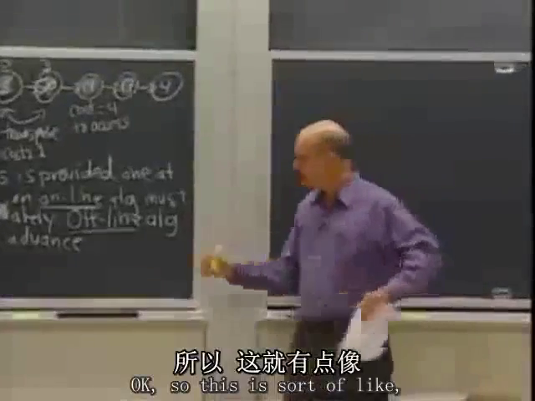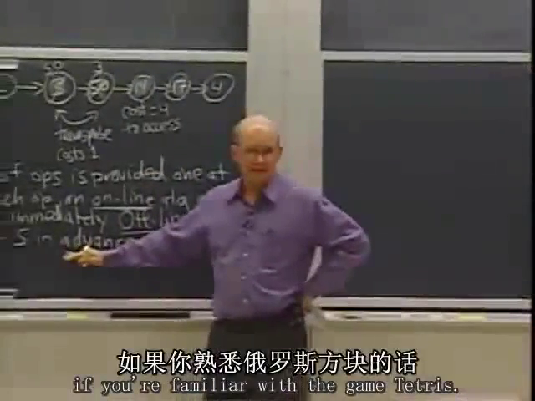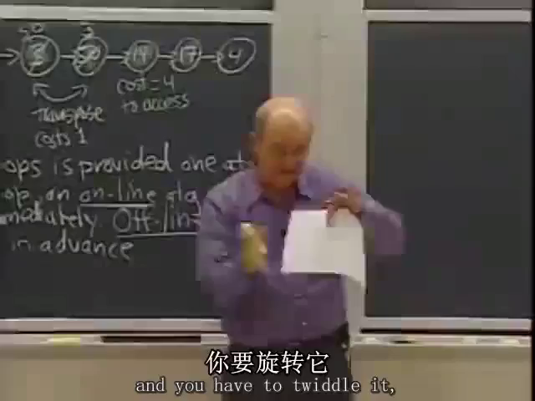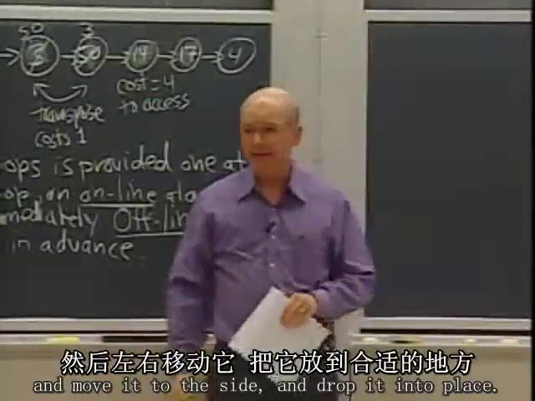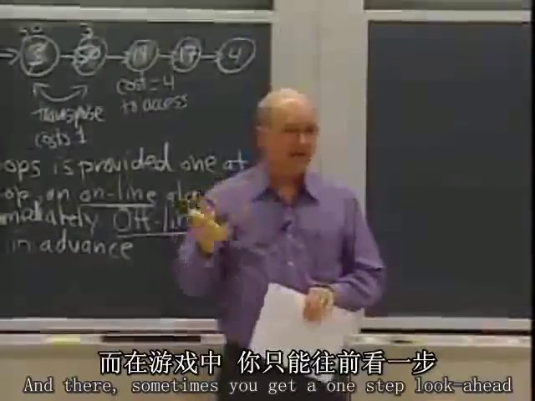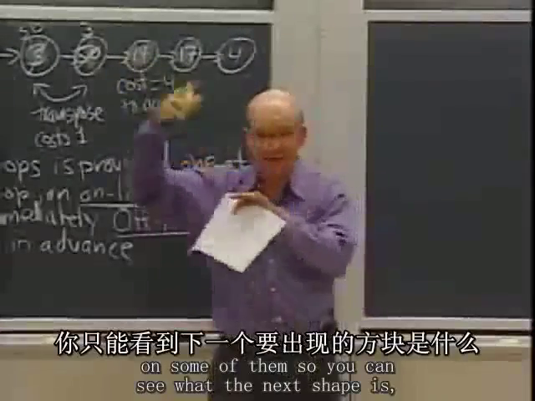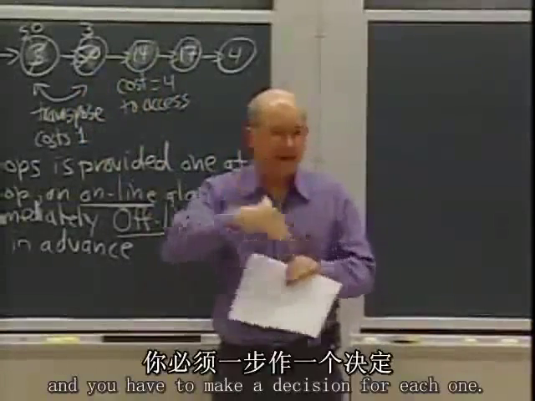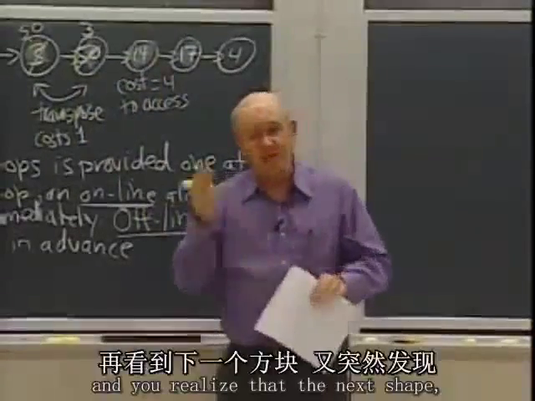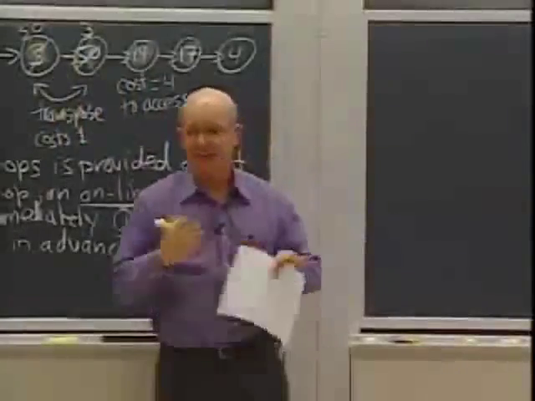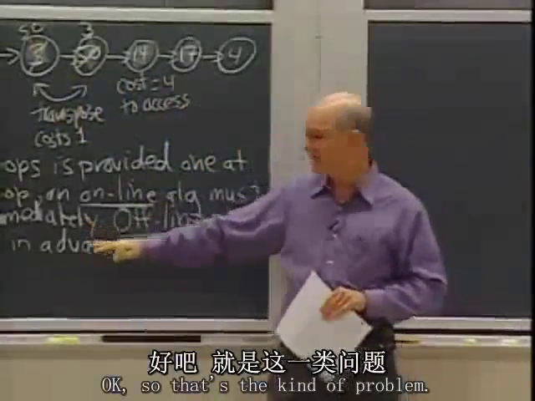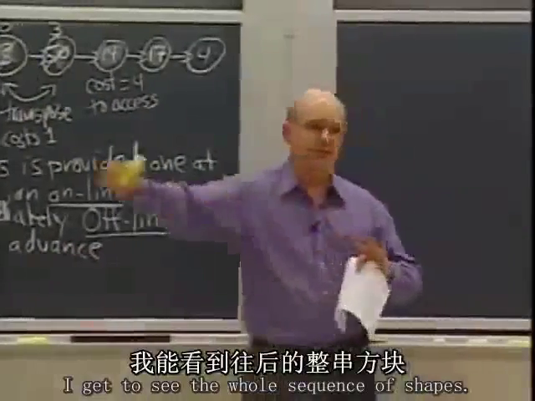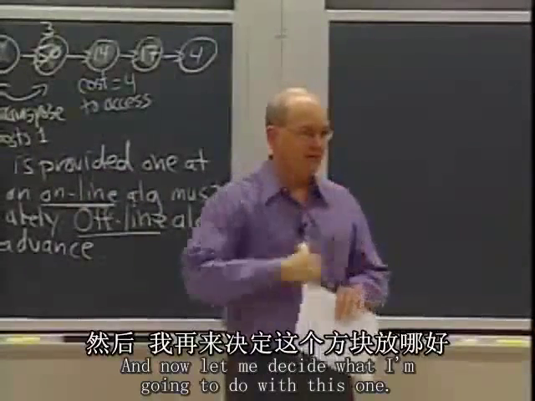Okay? So this is sort of like if you're familiar with the game Tetris. In Tetris, you get one shape after another that starts coming down, and you have to twiddle it and move it aside and drop it into place. And sometimes you get a one-step look ahead on some of them, so you can see what the next shape is, but often it's purely online. You don't get to see that next shape. You have to make a decision for each one, and then you realize that for the next shape, if you'd made a different decision, it would have been better. Okay? So that's the kind of problem. Offline Tetris would be, I get to see the whole sequence of shapes, and now let me decide what I'm going to do with this one.